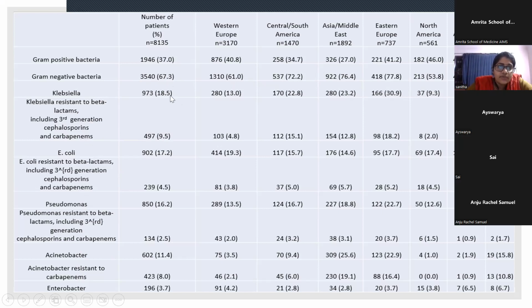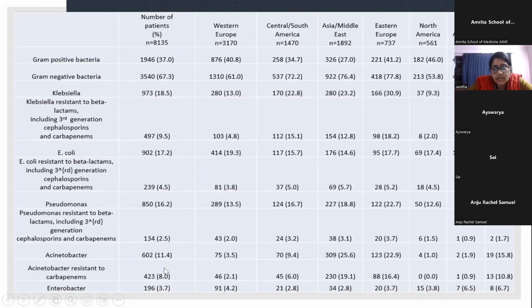Like out of 18.5%, 9.5% is due to Klebsiella species that are resistant to beta-lactams and carbapenems. And if you see here, E. coli 4.5% out of 17.2% is resistant to cephalosporins and carbapenems. And likewise for all the organisms. Like if you see Acinetobacter, it's 8 out of 11.4%, it's resistant to carbapenems. So drug resistance is not uncommon in gram-negative bacteria.